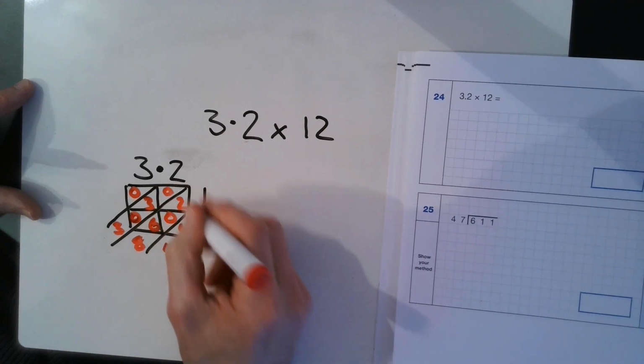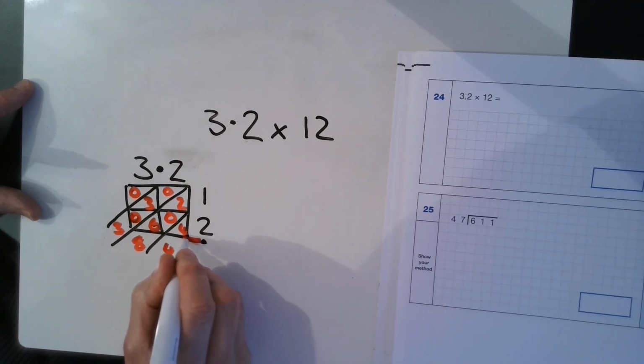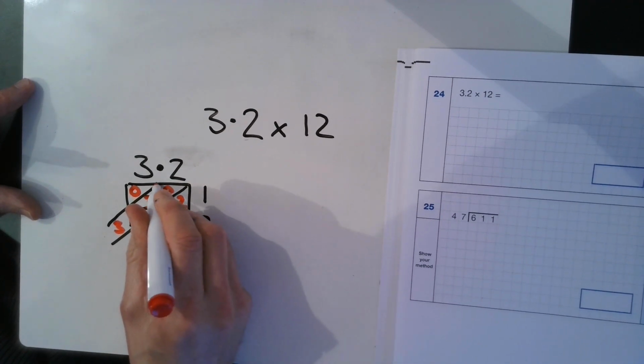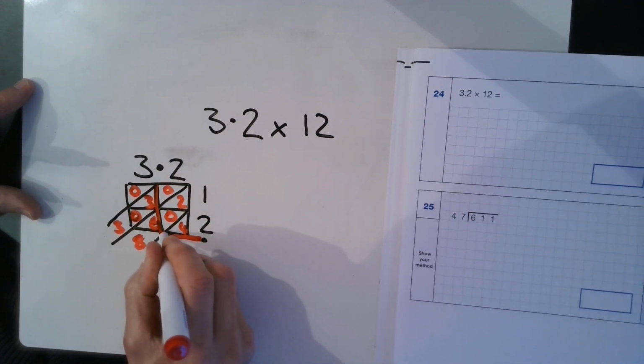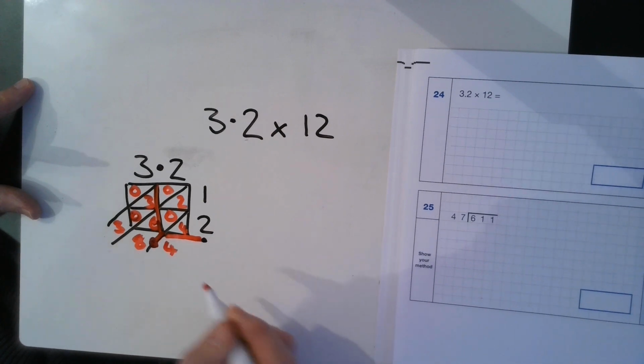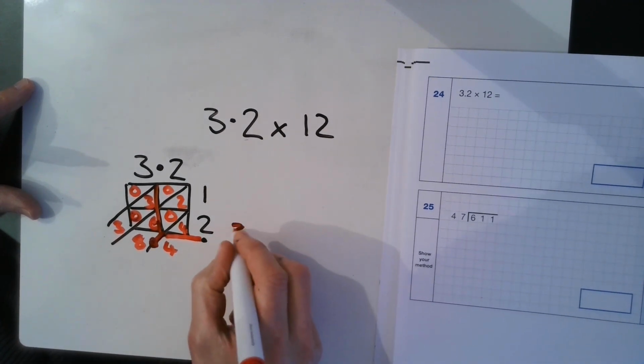And what happens with your decimal point? It goes horizontally there, down vertically from that decimal point, and where they meet you then go down the diagonal, so that would give you 38.4.